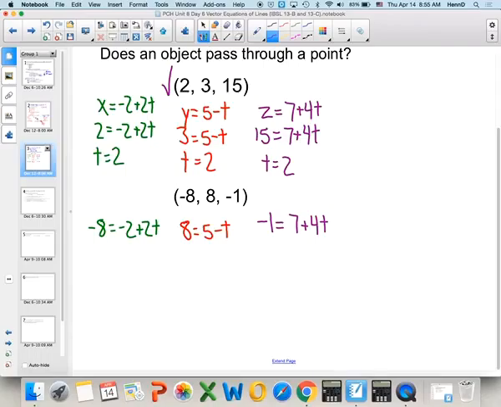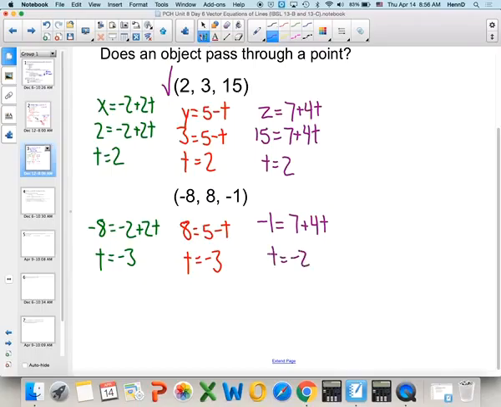All right, what time do you get here for the x? When is x equal to -8? -3. Okay, add 2 and you get -6. Divided by 2, you get -3. Okay, so t equals -3. How about for the y? Okay, y equals 8 at t equals -3. How about our z? -2. Okay, you subtract 7, you get -8. Divided by 4, t would equal -2.